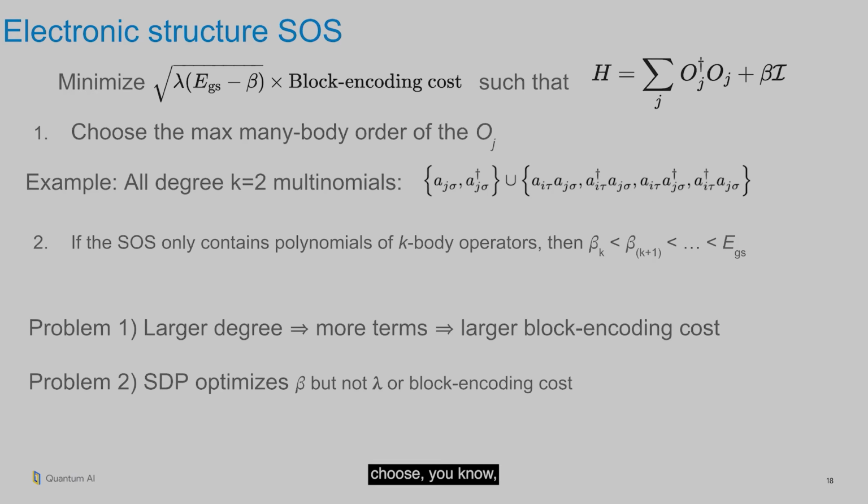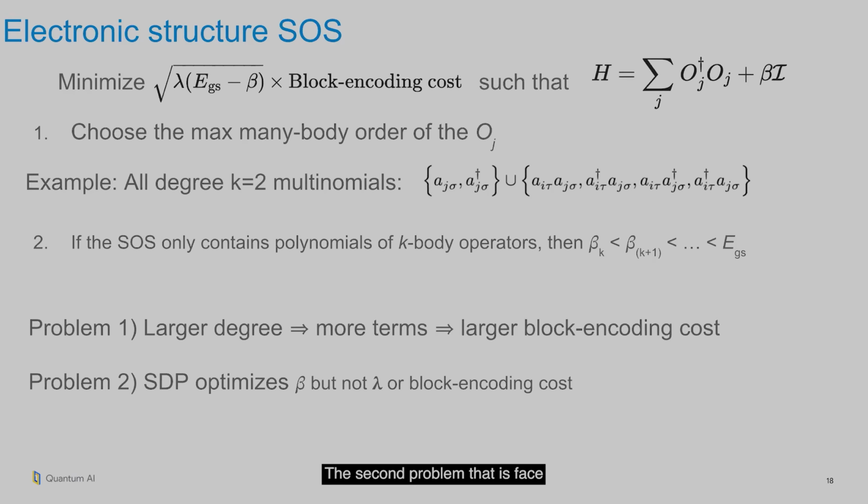You could of course choose higher degree, like degree 3 or 4 and so on. You get better betas, but that doesn't necessarily mean that you get advantage, because you have more terms and you have more costs. So you can't choose k to be too large. You want k to be small enough to get advantage.